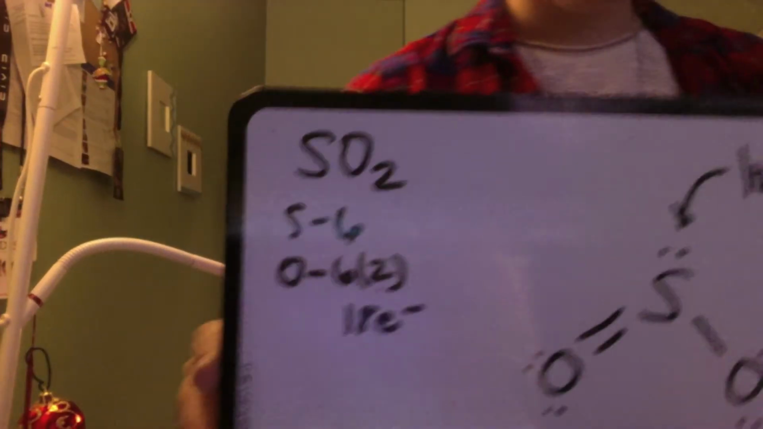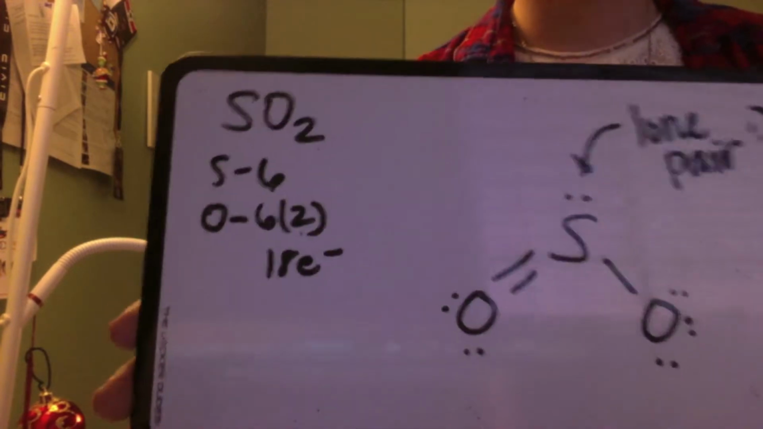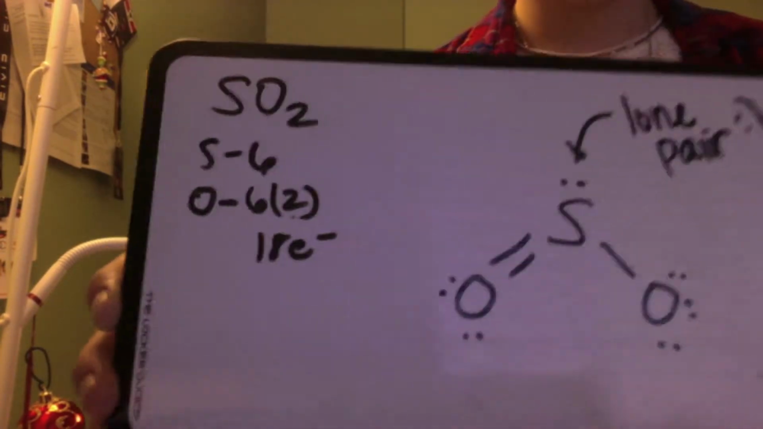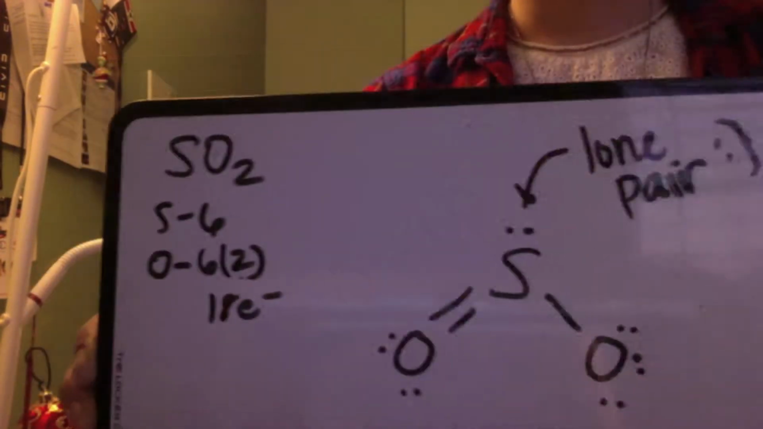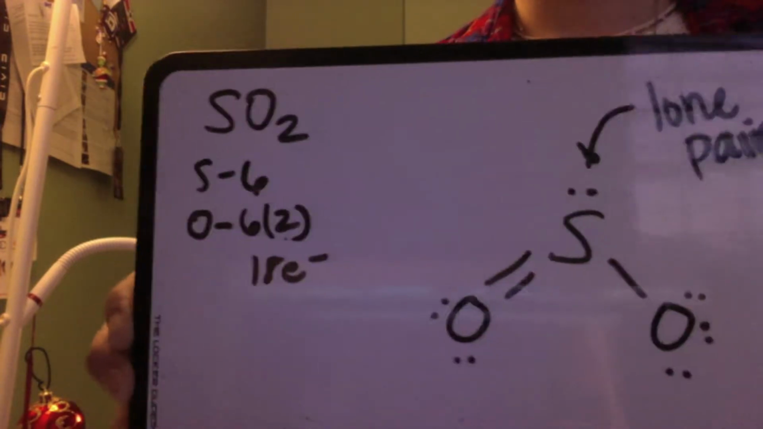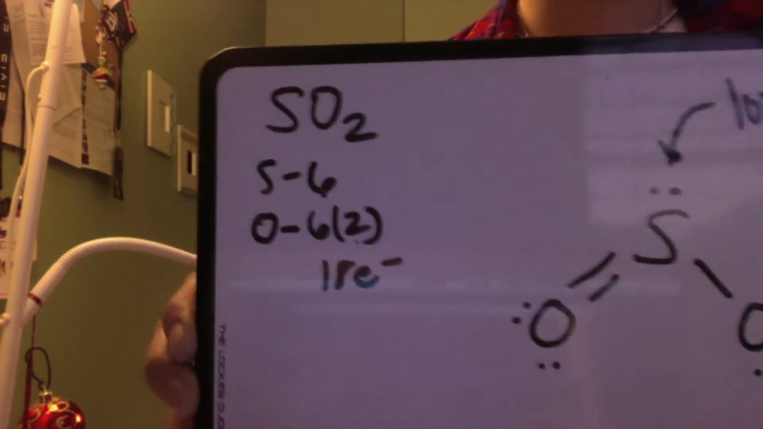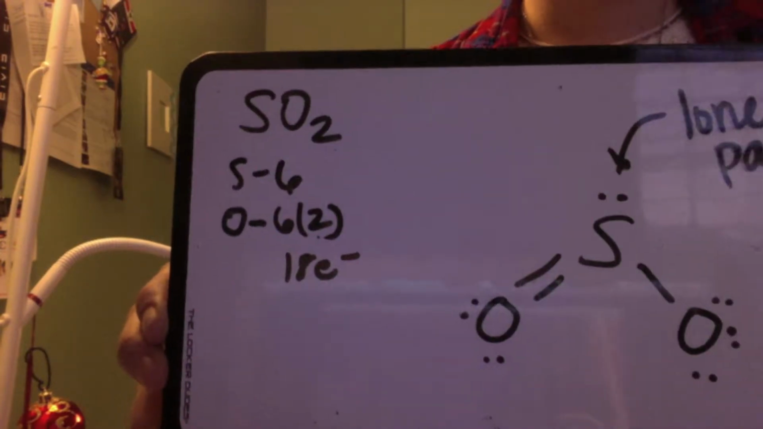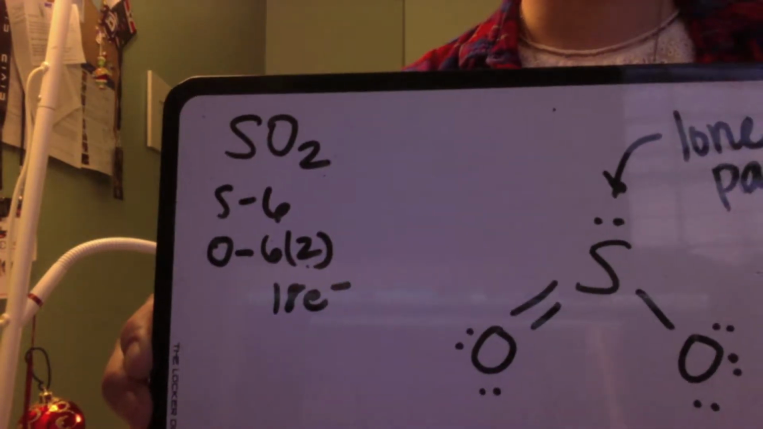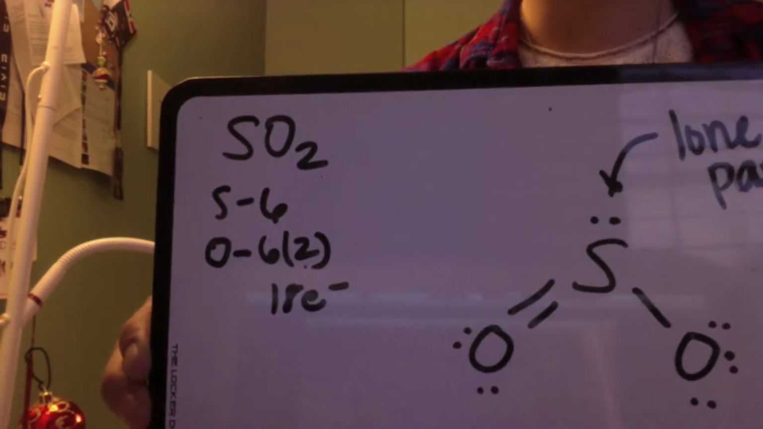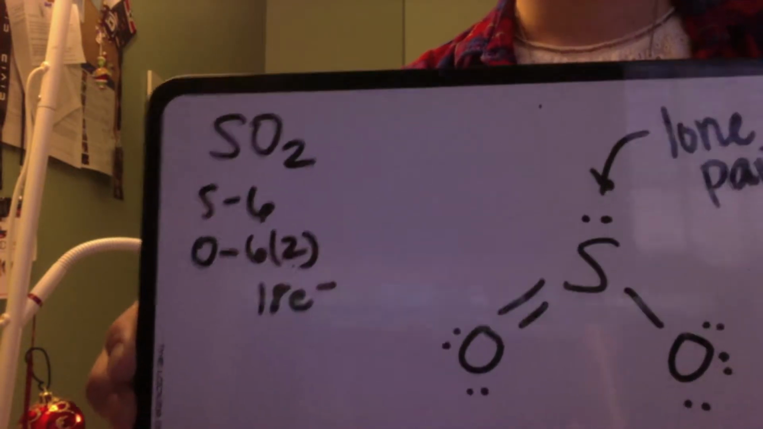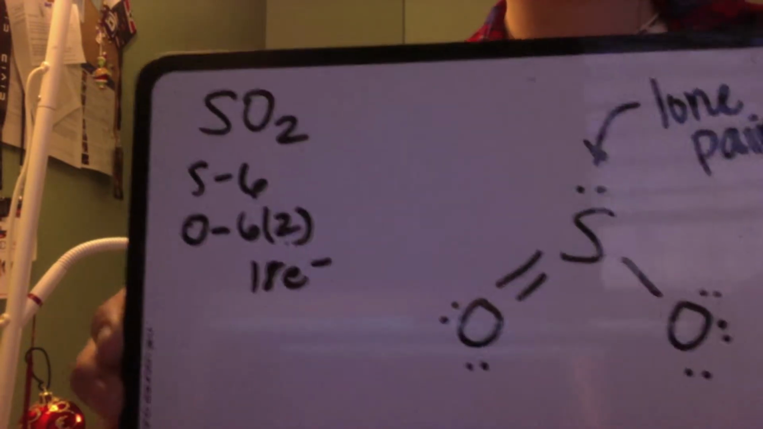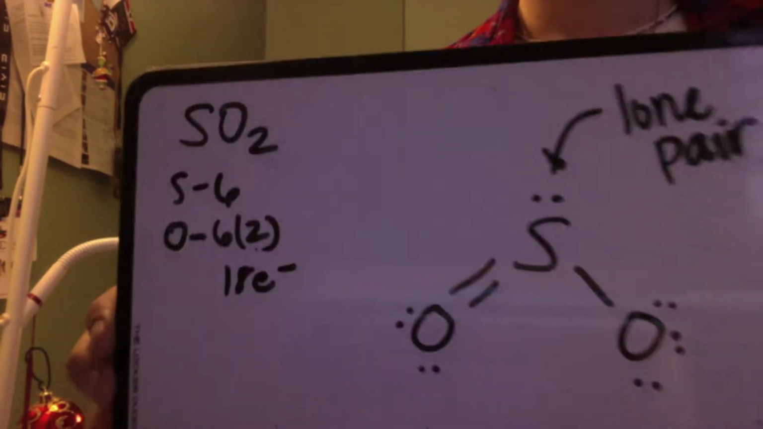So this is sulfur dioxide. And this is the Lewis structure for it. Since sulfur and oxygen are both chalcogens, they both have a total of 6 valence electrons, but since there are 2 oxygens, there are 12 oxygen electrons, so that adds up to 18 electrons in total.